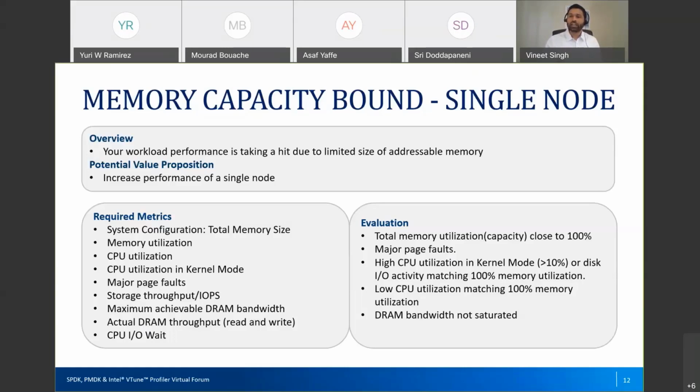If so, then it means your CPU utilization is taking a hit because of the swapping behavior. And another sanity check is, you just make sure that your DRAM bandwidth is not saturated. So when you run all these steps on data which you have collected by running your application on a DRAM only system, and you satisfy all those criteria, you know you are memory capacity bound. You can use PMEM to provide additional capacity on your system, and that will stop this swapping behavior, and you will see a better performance on your single node.